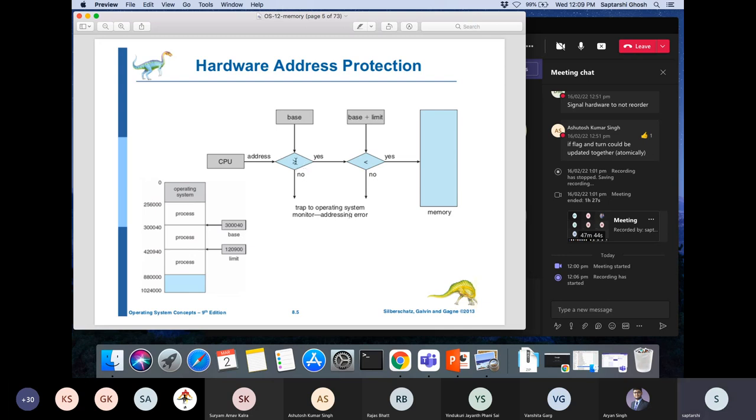If the address is higher than the base register value, then it is checked whether it is lower than the base plus limit register. If not, again an addressing error. Only if the address generated by the CPU lies between the value of the base register and the value of base register plus limit register is it sent to the memory for access. So this is one early scheme of ensuring that multiple processes sharing the memory do not encroach on each other. But we will see better schemes as we go ahead.